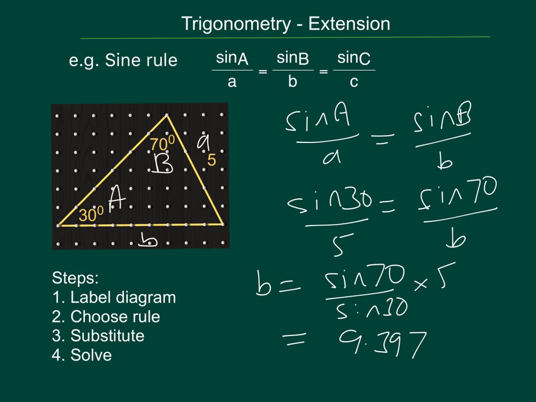So to solve this, I've followed these steps. Label the diagram by putting A, B, a and b. Choose the rule: because I had a's and b's, I chose these two. Substituted 30 degrees, 70 degrees and 5, and then solved the equation, made b the subject, here it is, and then calculated the answer.